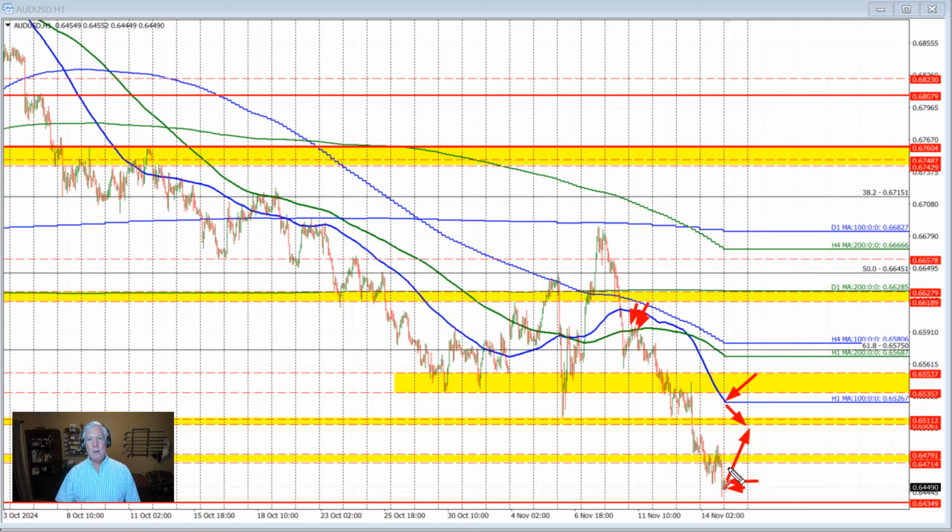Be aware, we may correct in trading here today. We may not continue the run to the downside, but if we do correct, we need to get and stay above the 100-hour moving average.